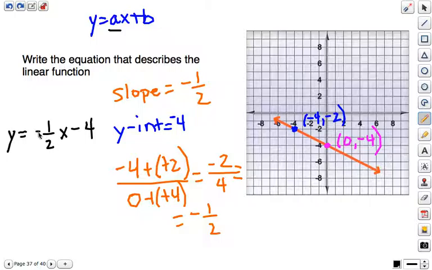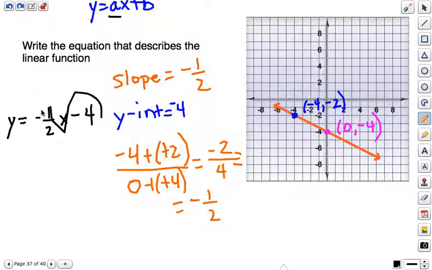Okay, notice the slope is negative. Another thing to look at if your slope is negative is the line should be going downward. If your slope were positive, the line would be going up like this. It would be getting taller. Okay, so that's another thing you can look at just to double check your work. All right, so there is our equation.